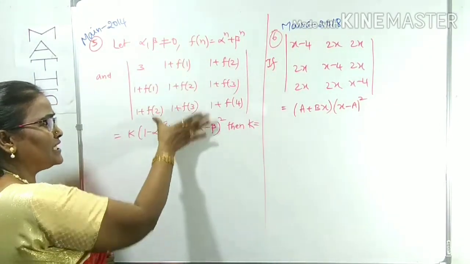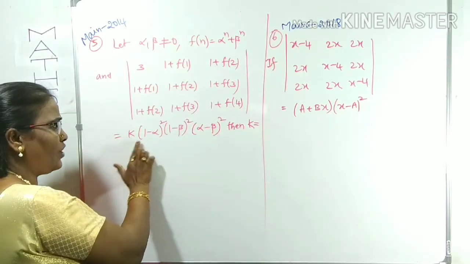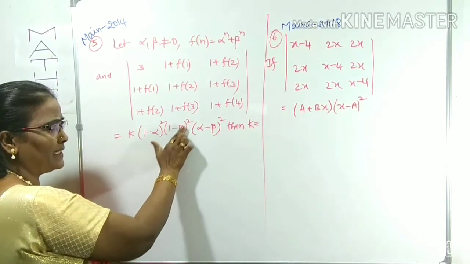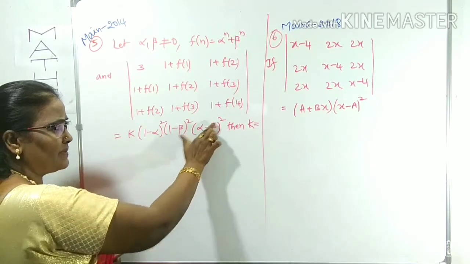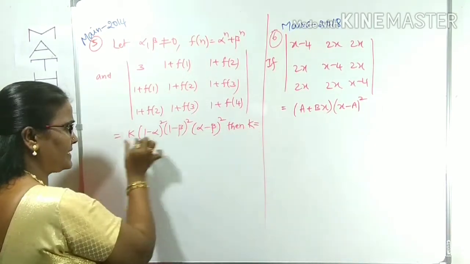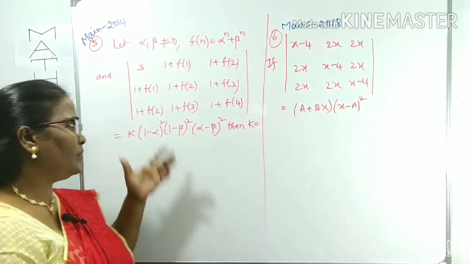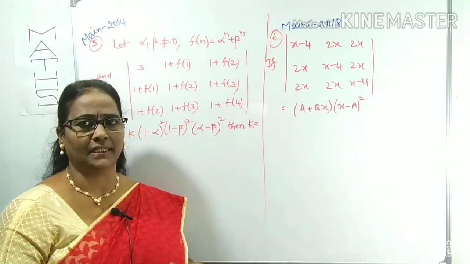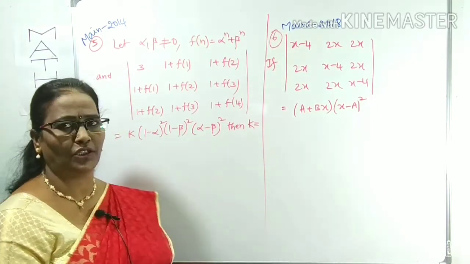And you can observe that the determinant of this value is given as k times (1 minus alpha) whole square, (1 minus beta) whole square, (alpha minus beta) whole square. Then he is asking for this k value. To find it directly takes too much time. Instead of that, what do you have to think?